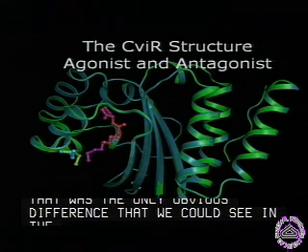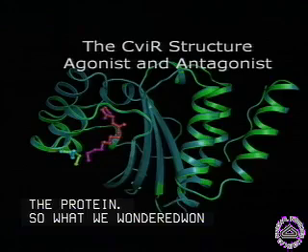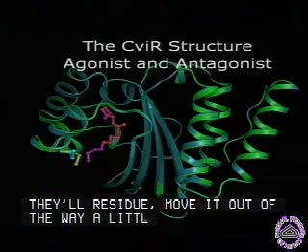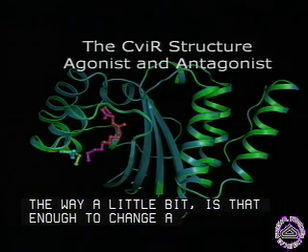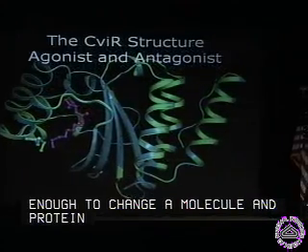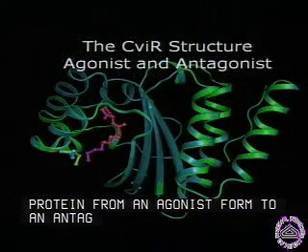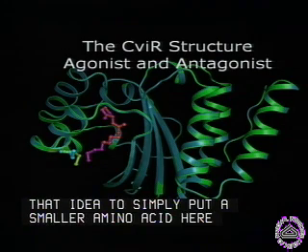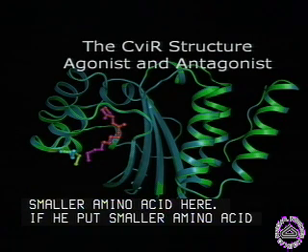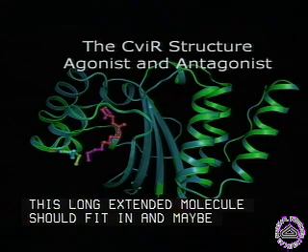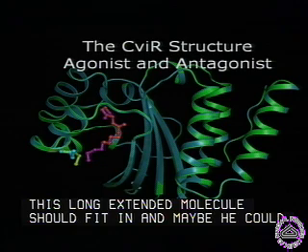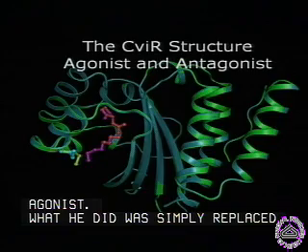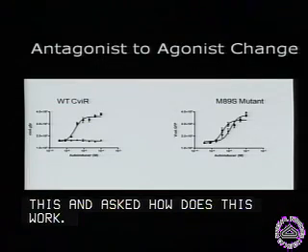And so what Lee wondered is, is it enough to simply tickle that methionine residue, just move it out of the way a little bit? Is that enough to change a protein from an agonized form to an antagonized form? And so what he thought he could do to test that idea is to simply put a smaller amino acid here. If he put a small amino acid there, then this long extended molecule should fit in, and maybe he could change an antagonist to an agonist. And so what he did then was he simply replaced this methionine with serine and asked, how does this work? Obviously, I wouldn't tell you this if it didn't work.